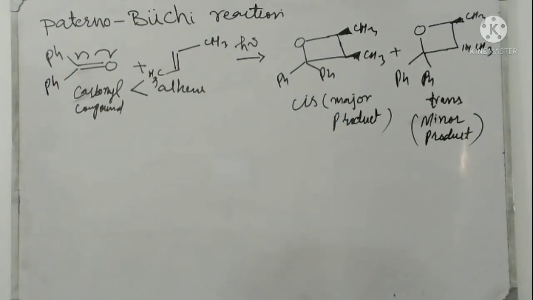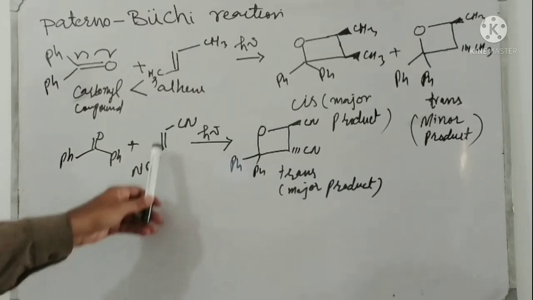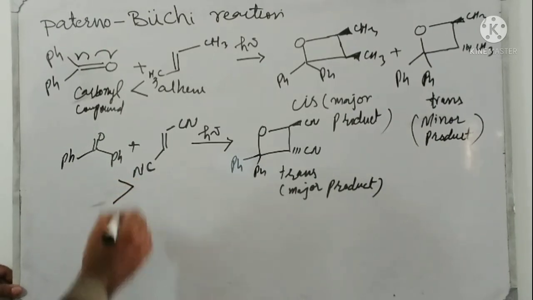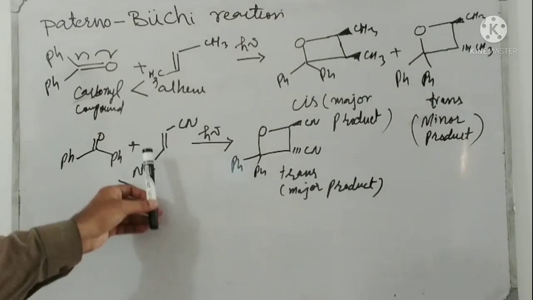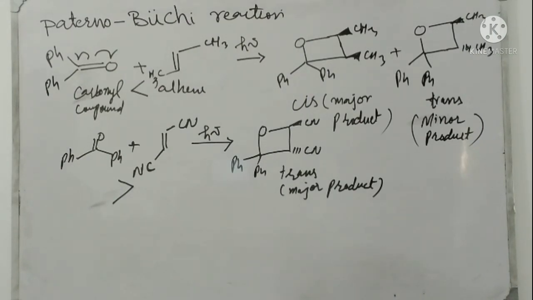Again the same intersystem crossing occurs, and then rotation around the single bond occurs, we change the stereochemistry, and later the spin inversion occurs to make cis the major product, as we explained in the previous example. Here is another case, when an electron withdrawing group is attached to the alkene. In this case the energy of the carbonyl compound is greater than this alkene. Then in the presence of light, trans is the major product in this reaction. So this is the second case.